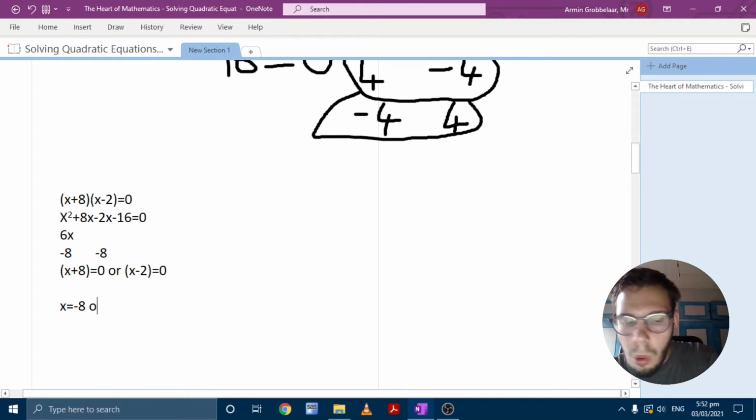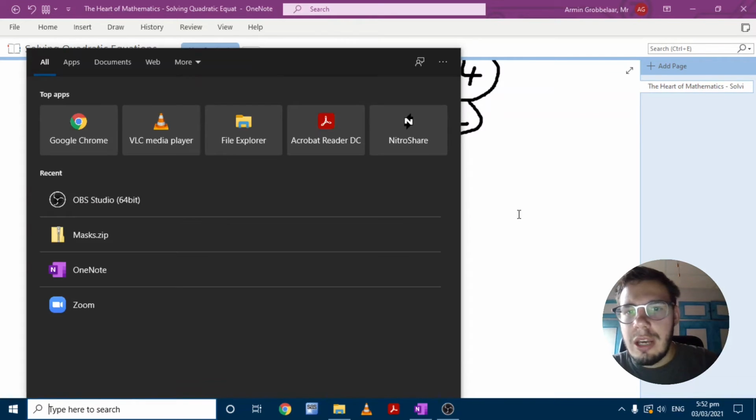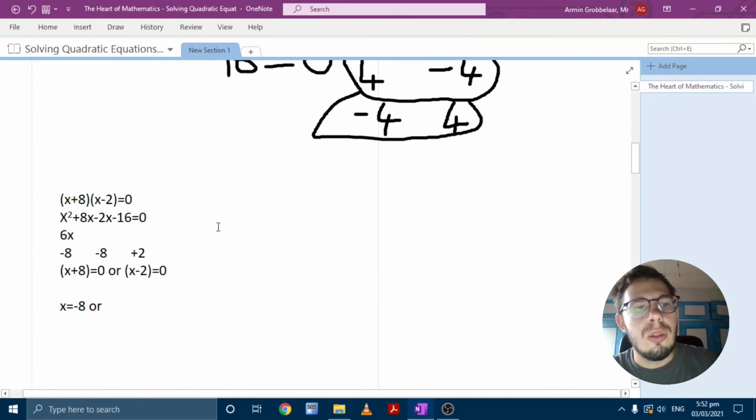Now 8 minus 8 is 0, so I have an equal sign, and then 0 minus 8 is just minus 8. Or, now, to get rid of that minus 2, I must add 2 on the left hand side. But because I added 2 on the left, I also have to add 2 on the right. So now I'm left with x. Minus 2 plus 2 is just 0, so I have an equal sign there, and then 0 plus 2 is just 2. So our final answer is x equal to minus 8 or x equal to 2.